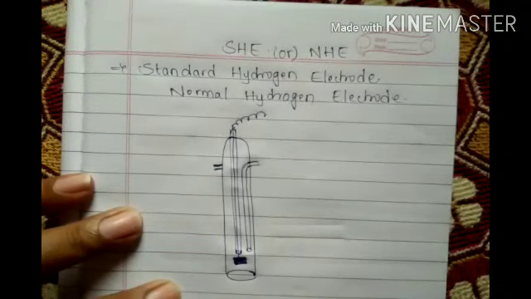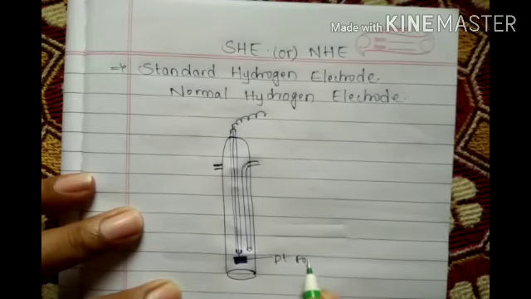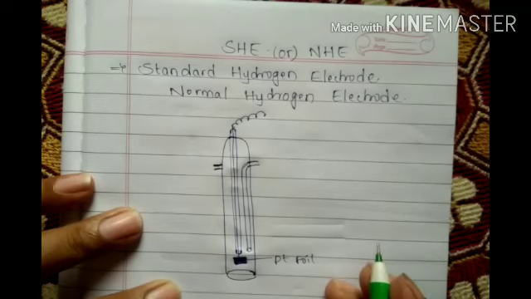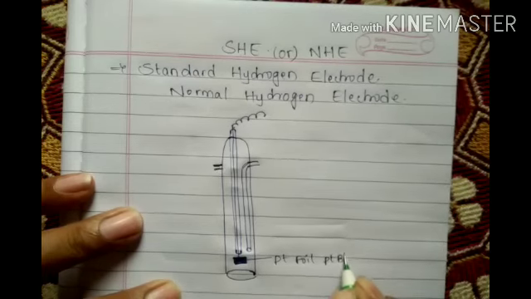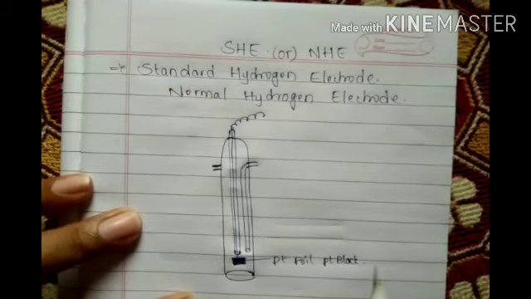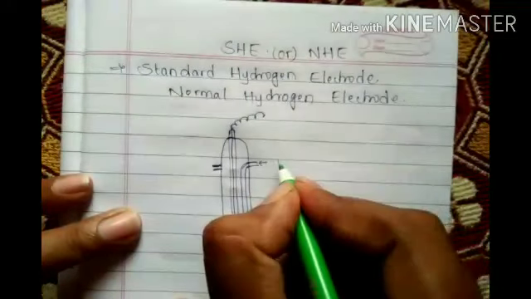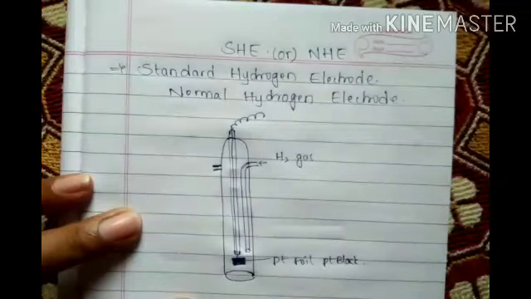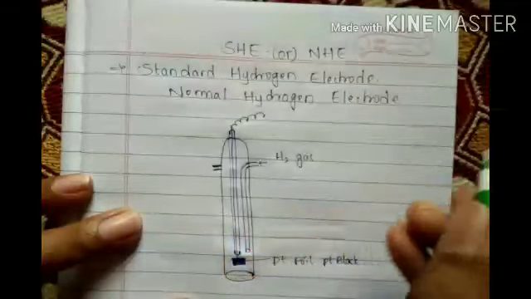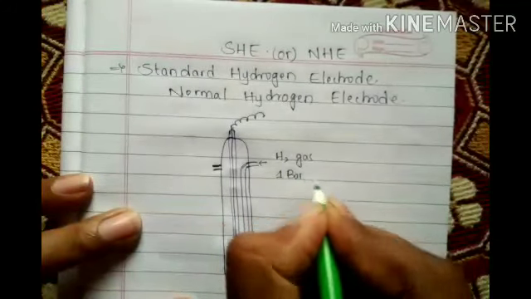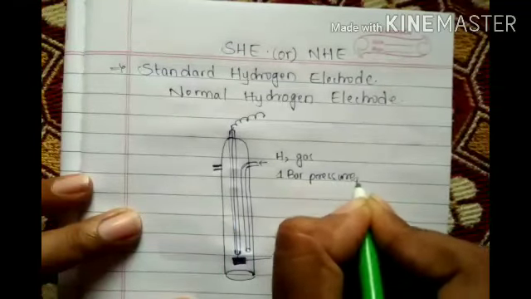This is the platinum foil, very small one, coated with Pt black. Pt black means platinum with black color coating. Through this hole they are sending H2 gas at 1 bar pressure.